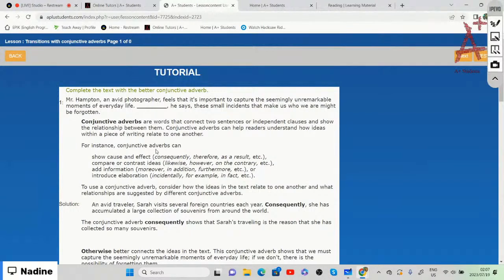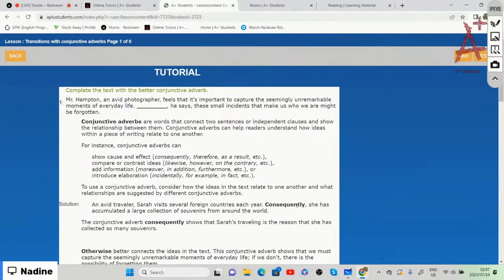If you want to compare and contrast ideas, so if you have two or more ideas and you would like to compare or contrast them, then you can use words like likewise, however, on the contrary. Those are a few words that you can use in order to compare or contrast these ideas and also show relationship.